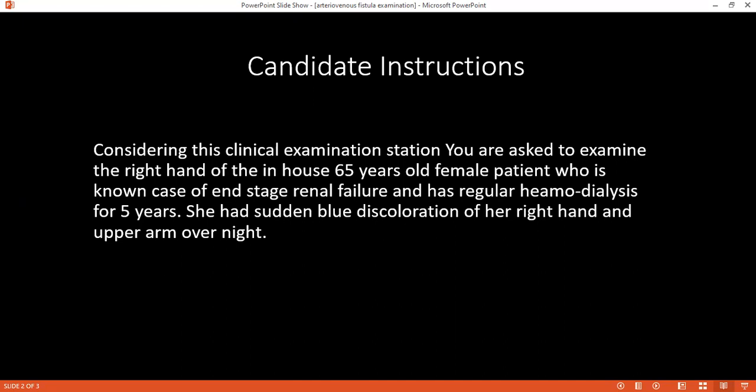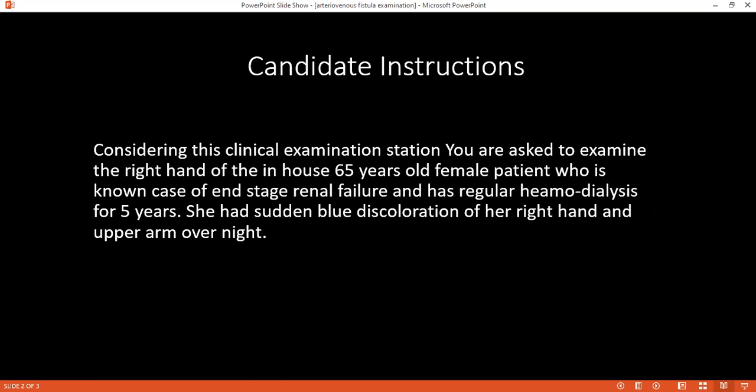Then I would use my palm to feel for a thrill. The thrill should usually be soft, continuous, and a machinery rumbling sound. I'll feel that with my palm. Then I would want to do an augmentation test. I would apply pressure on a point close to the point of anastomosis. I expect pulsatility distally, which shows there's some augmentation from the point of inflow, which is the artery, so which is normal.